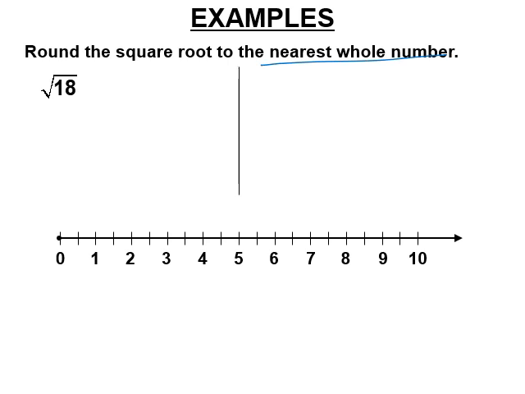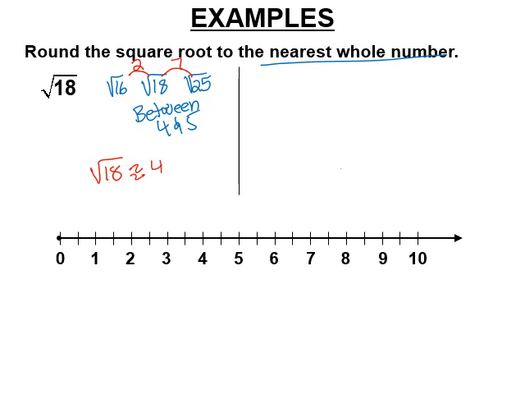For those of you who were in class on Friday, we did a little of this. Square root of 18 is between the square root of 16 and the square root of 25, between 4 and 5. But which one is it closer to? Pick one. Well, from 16 to 18 is 2. From 18 to 25 is 7. So the square root of 18 is closer to 4 than it is to 5.